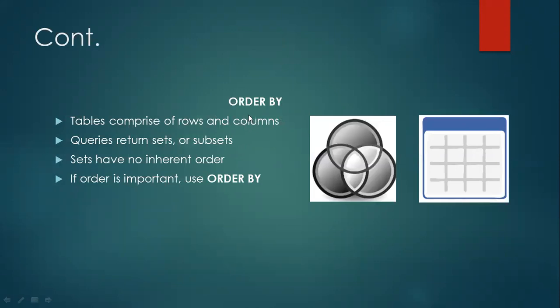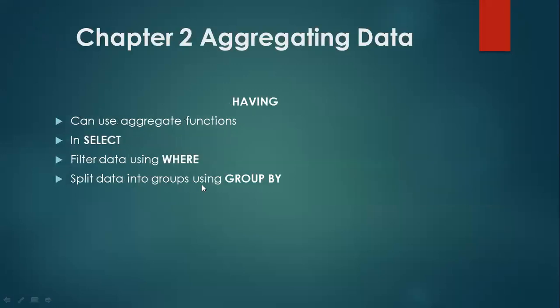Now we will discuss order by. Tables comprise rows and columns. Queries return sets or subsets. Sets have no inherent order. If order is important, we use the order by clause.